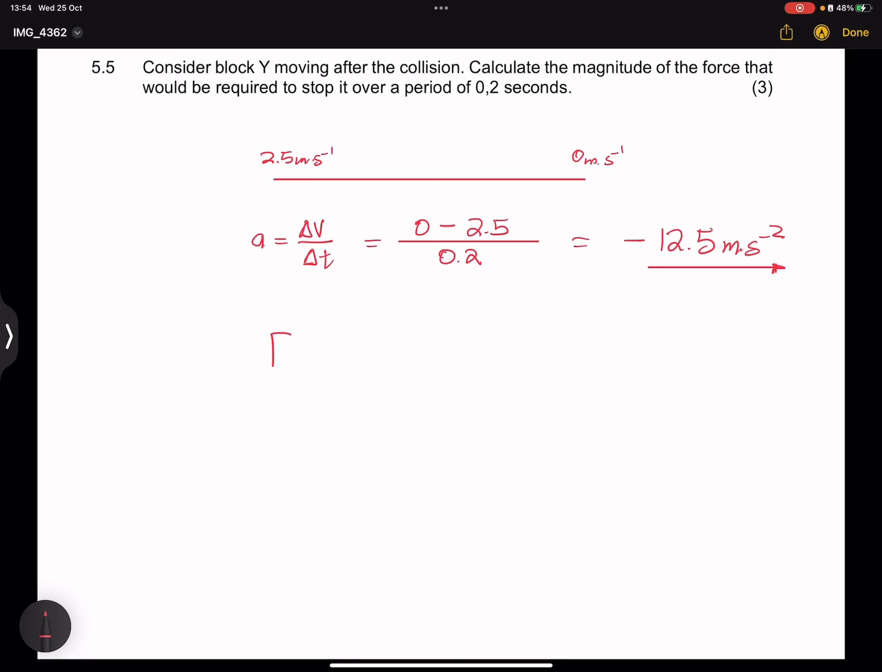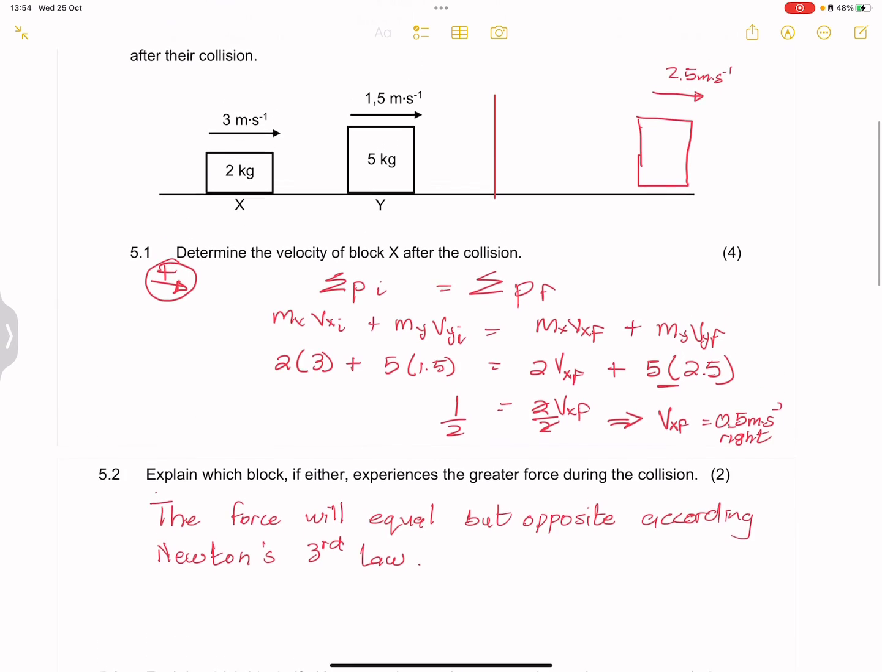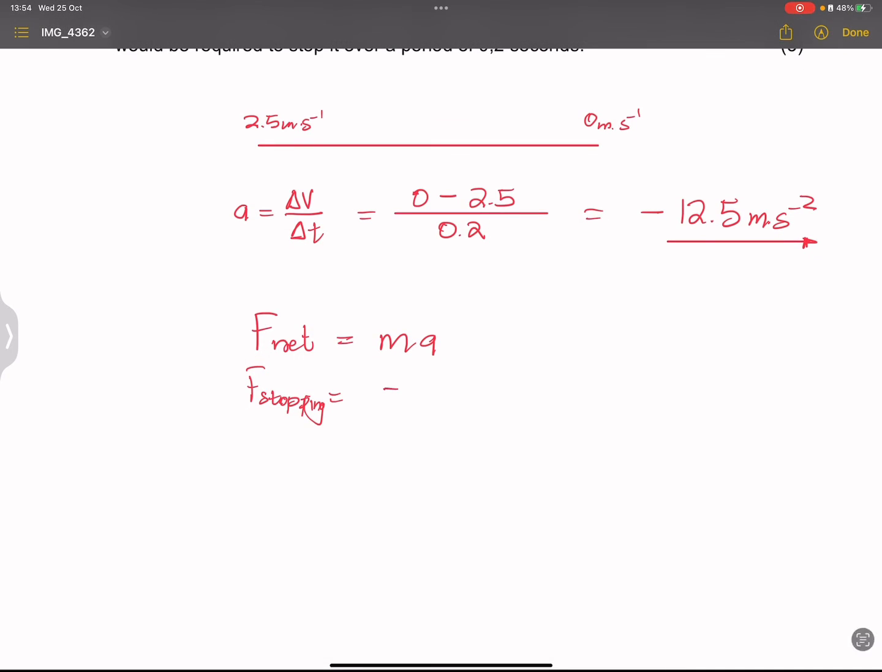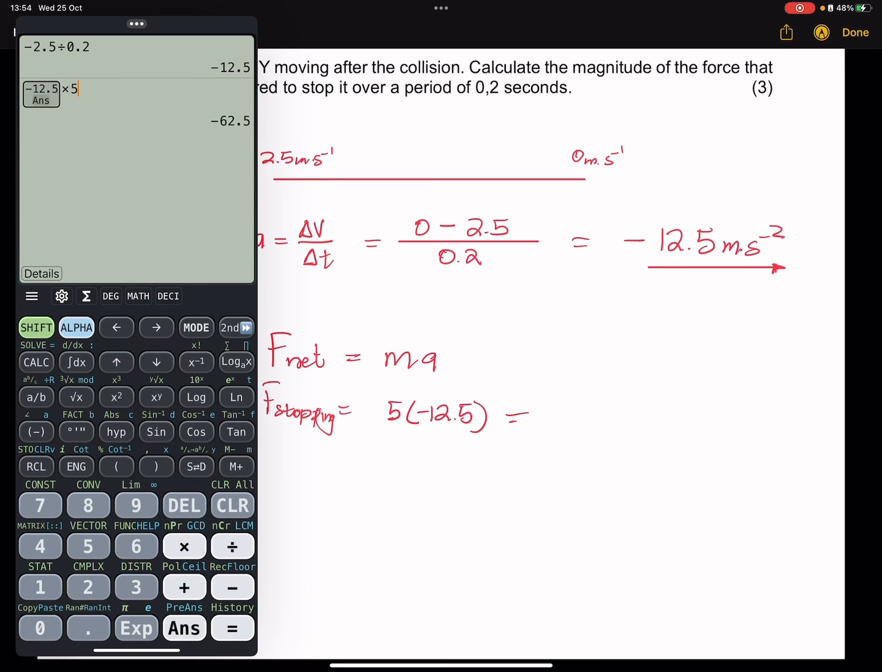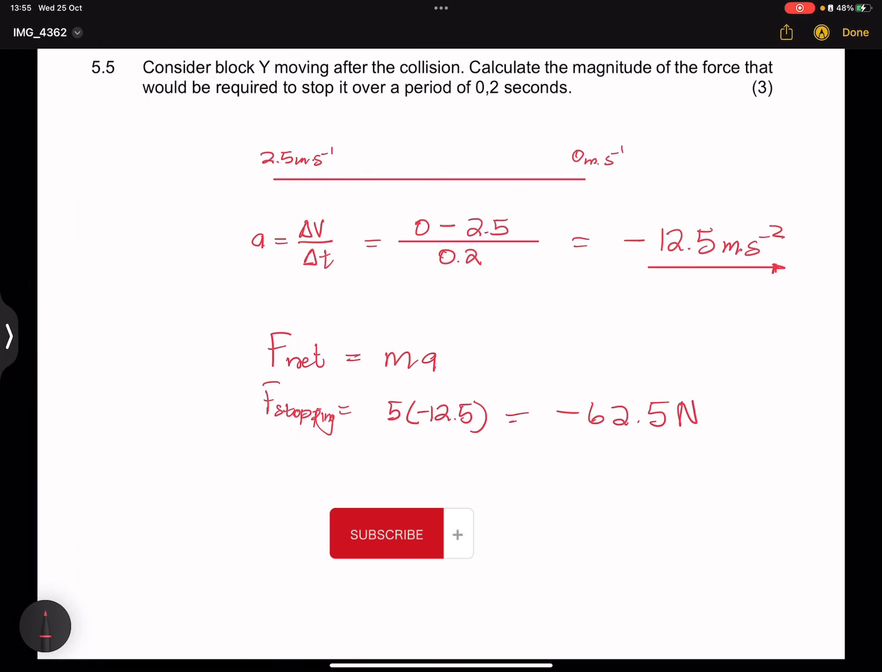But we wanted to find out the force. So this would be F net is equal to ma. So that would be the stopping force. Okay. That's going to be the mass of block Y. All right, what was that mass? That was 5 kilograms, right? So that would be 5 multiplied by negative 12.5. And so that would give us, in this case, 12.5 multiplied by 5. Okay, so that will give us a force of negative 62.5 newtons, right? So it will take a force of 62.5 newtons in the opposite direction, but they did say they wanted the magnitude, so that will be 62.5.